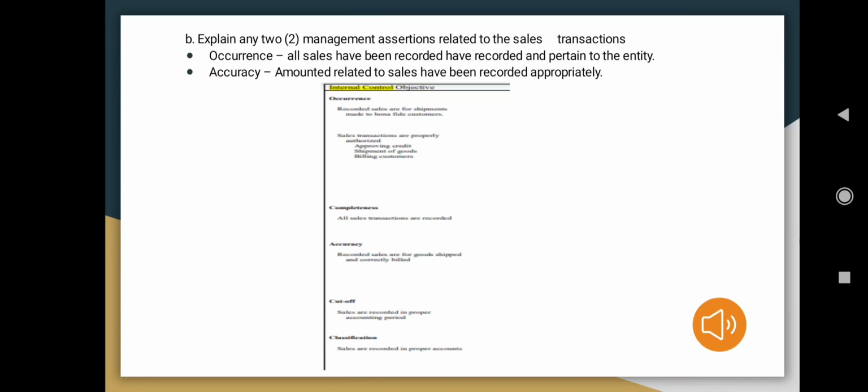The next question requires us to explain any two management assertions related to the sales transactions. So we look at the same page, workbook page 71. There are 5: occurrence, completeness, accuracy, cut-off, and classification. So we choose occurrence, which is all sales have been recorded and pertain to the entity. And the second one is accuracy, amounts related to sales have been recorded appropriately.